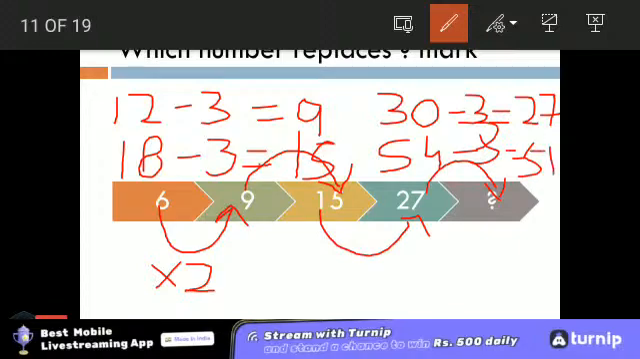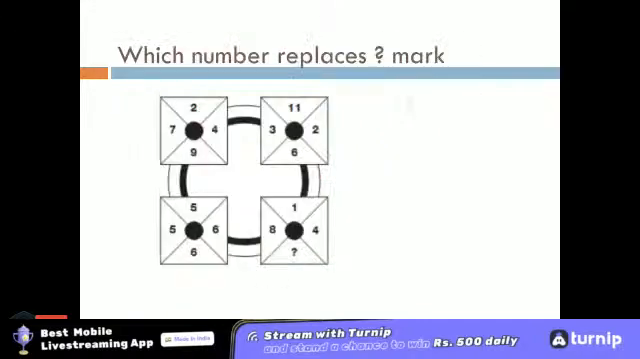Perfect, students. So this is the answer of your series, and the answer of your series is what? 51. Moving ahead to the next question. Which number replaces question mark? Now you are having, the figure that looks more difficult is actually easier to solve. Think simply and logically: you can see 4 squares on this particular screen.